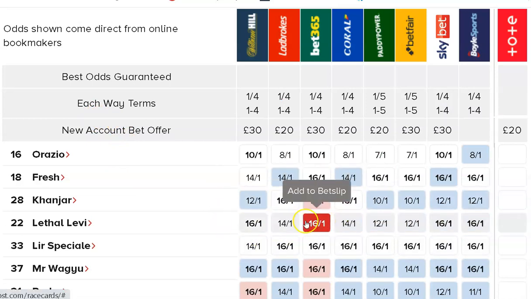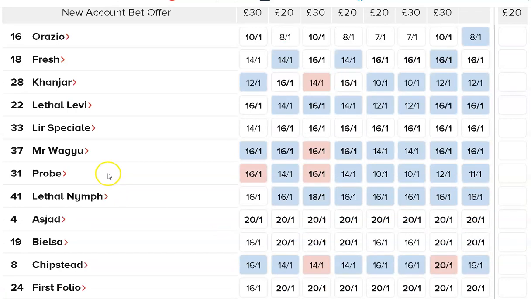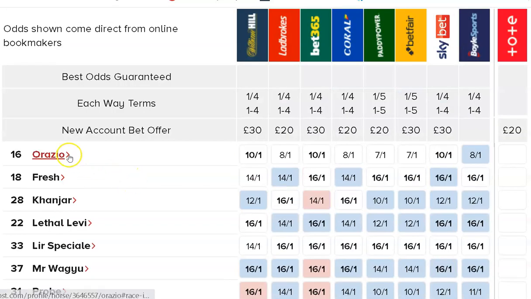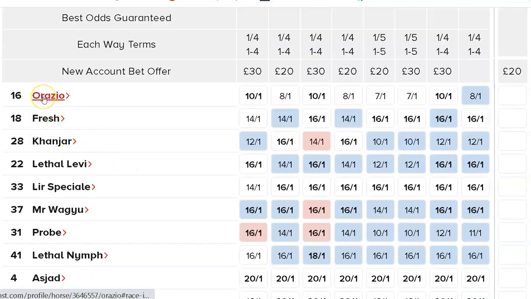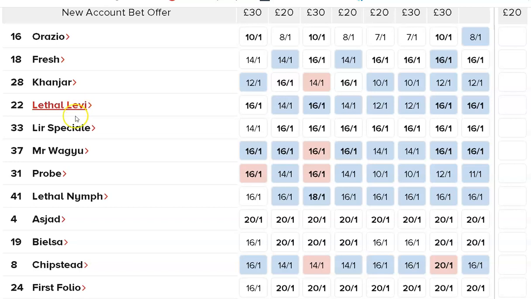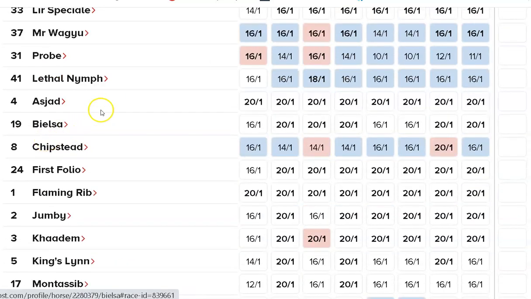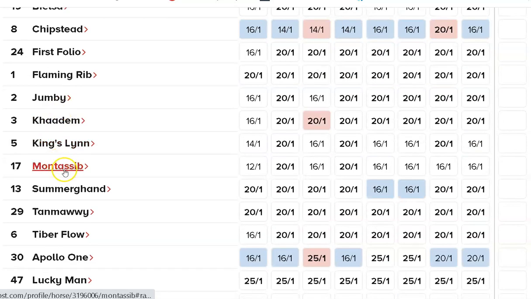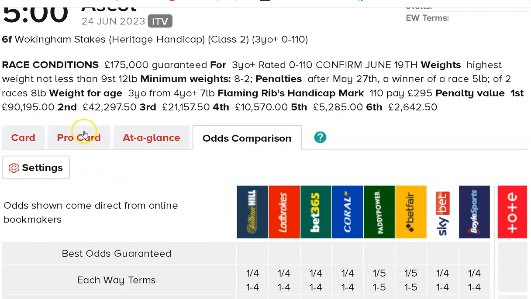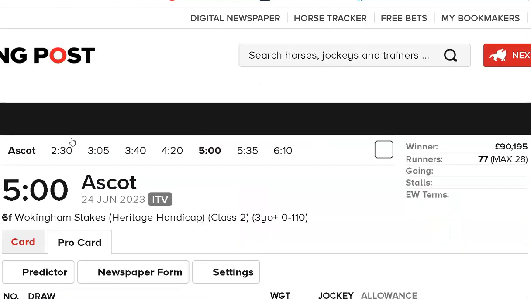He's 3rd favourite. Lethal Levi is really well fancied as well. But those are my selections. Orazio, he wants soft. Kanjar, Lethal Levi is too high in the weights for me. Probe, he's got a big chance. Lethal Nymph, he's on the short list. And Montasib, but I believe Montasib will go for the 7 furlong race. So although it's a big field, it's not as competitive as it looks.